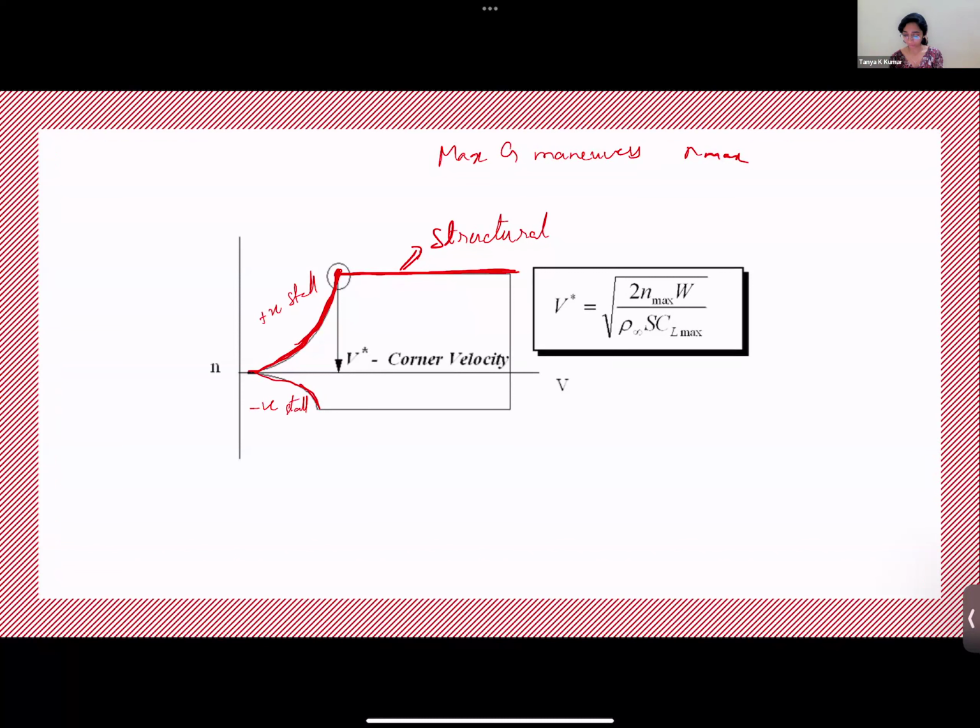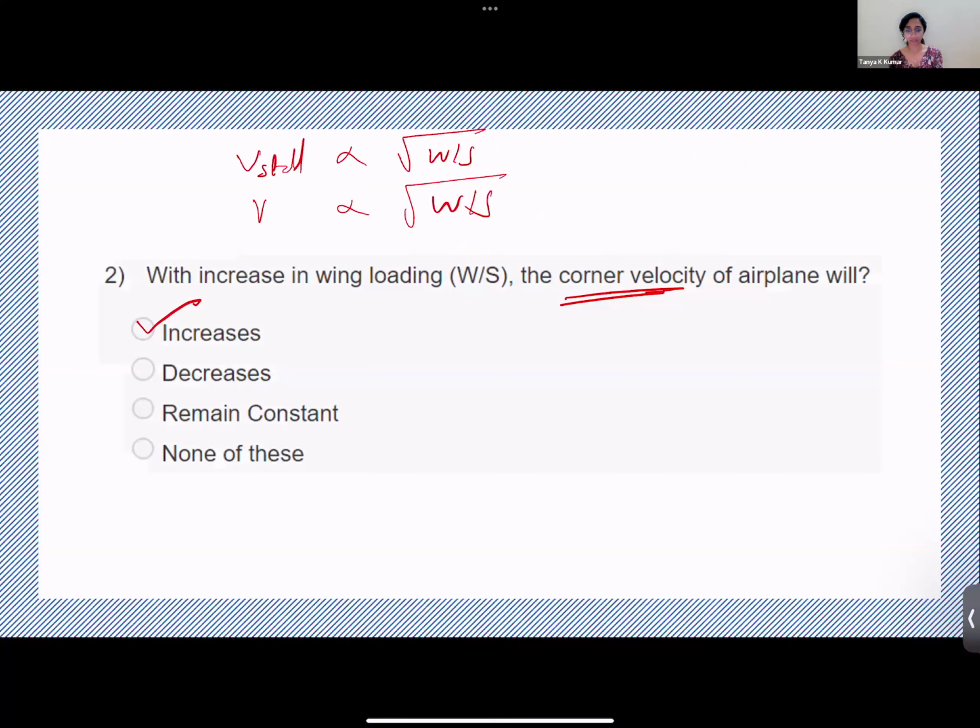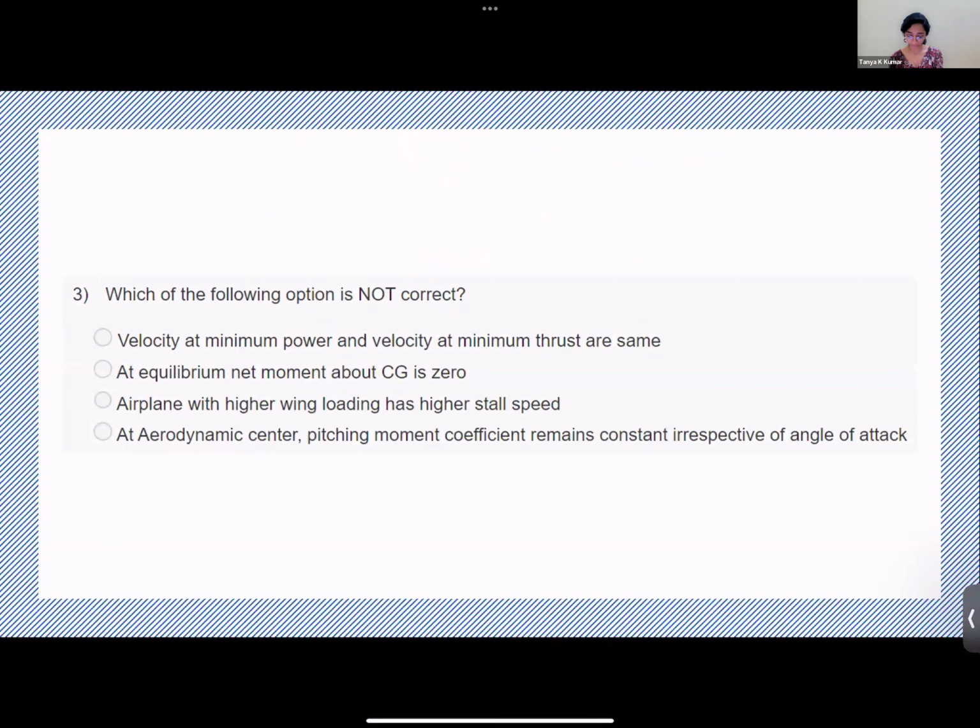So this is the equation for your corner velocity where N is max. Everything else is similar to the typical velocity equation, but where n is max, you have this n max term added here. But either way, it is directly proportional to under root of W by S, proportional to under root of wing loading. And hence the answer is increase, okay? Okay, let's go to the next question.